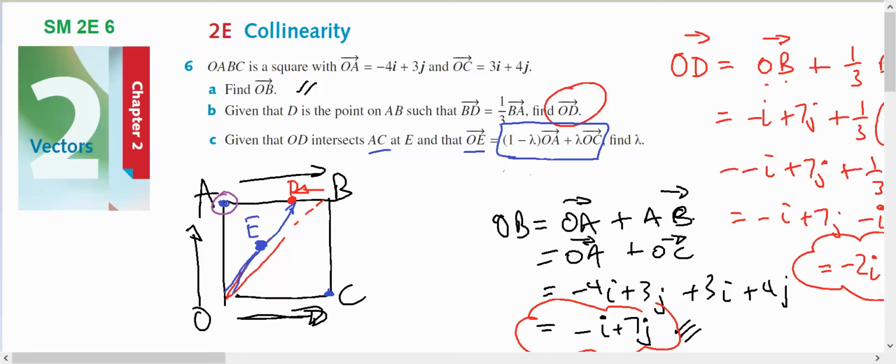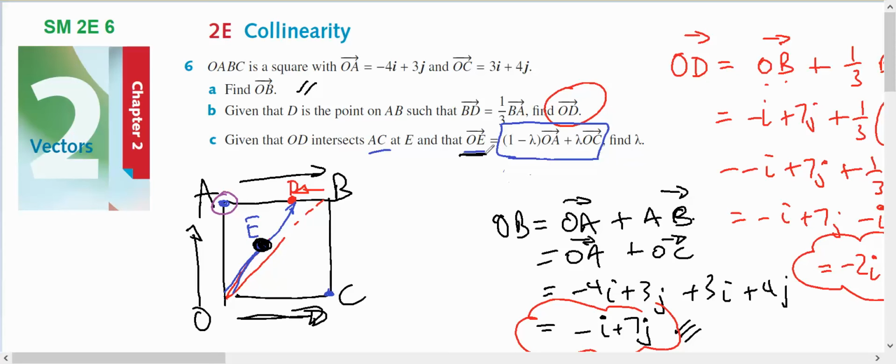This is for Year 12 Specialists. It comes out of 2E. It's question 6C. We've already done 6A and B in a previous video. So 6D gives, given that OD, this is O to D, intersects AC, which is that diagonal, at point E. So here's my point E.